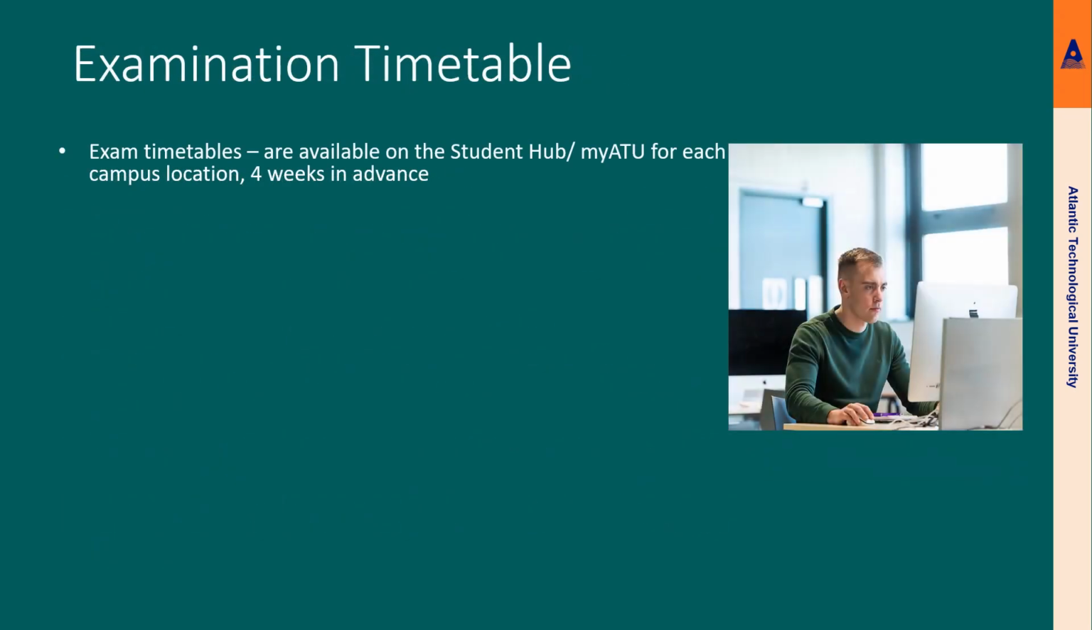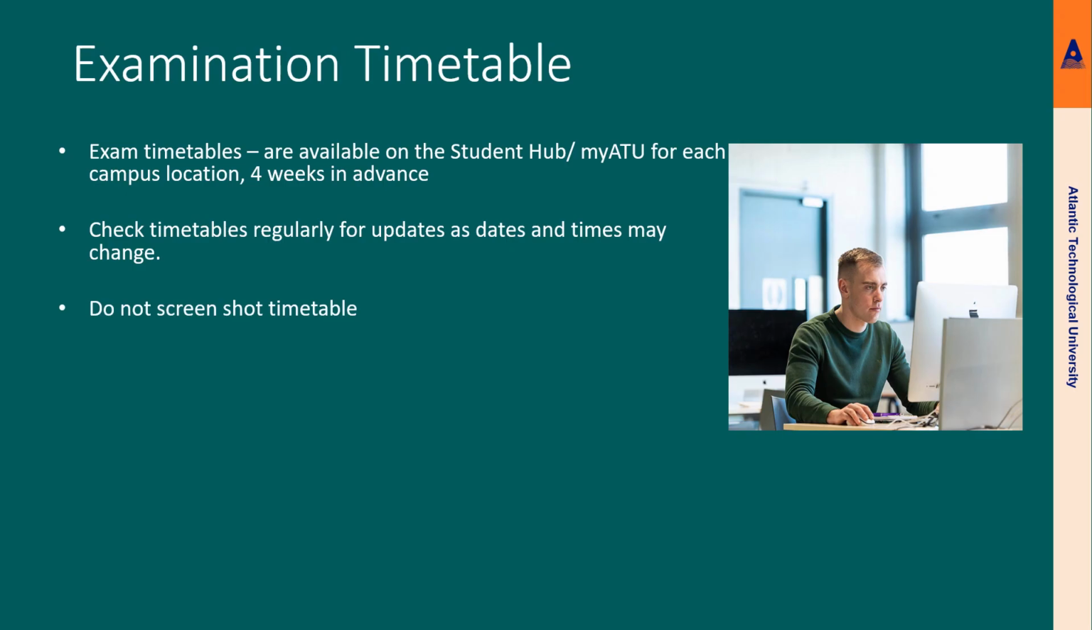Now, the exam timetables schedule: there's a separate schedule for each campus, and they're posted on the student hubs 4 weeks in advance of the start of each examination session. That's winter, summer, and autumn. Make sure to check the timetables regularly for updates, as the dates and the times may change, particularly in the first week after the timetables are available. We often notice duplicates, and there's a lot of logistics that goes on behind the scenes coordinating all the various centres, and there may be minor changes to the timetable at that stage. We always advise students not to screenshot the timetable, but to check it live always.